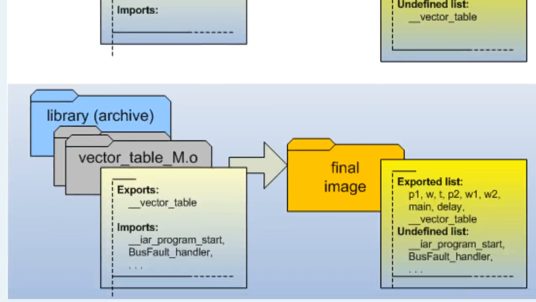Libraries are simply bundled collections of object files. However, the linking rules are different for libraries than for objects included directly. The critical difference is that objects from a library are added to the final image only if they contain symbols in the undefined list. Otherwise, they are not added at all. It turns out that the __vectortable symbol is found to be exported by the object file vector_table_m.o in the IAR library rt7m_tl.a.